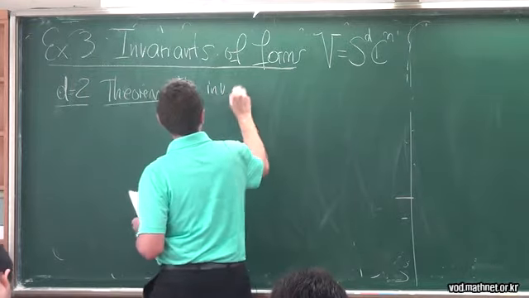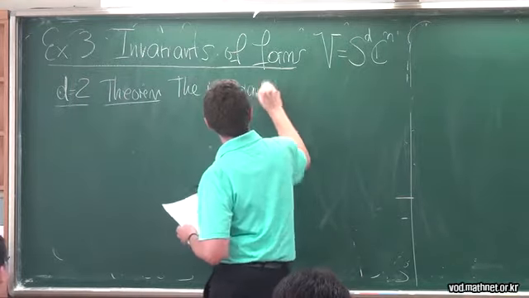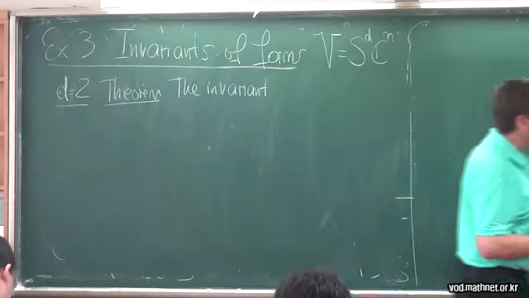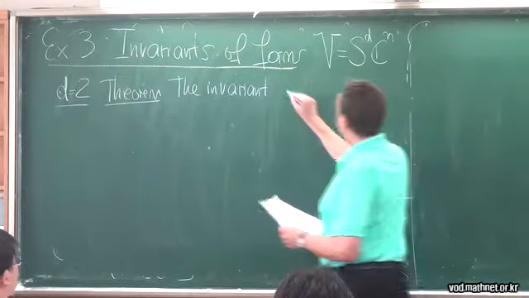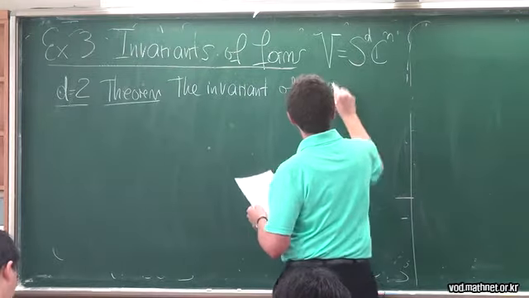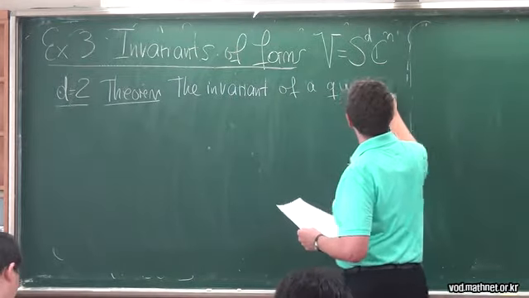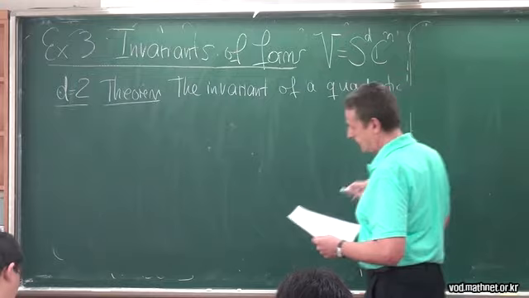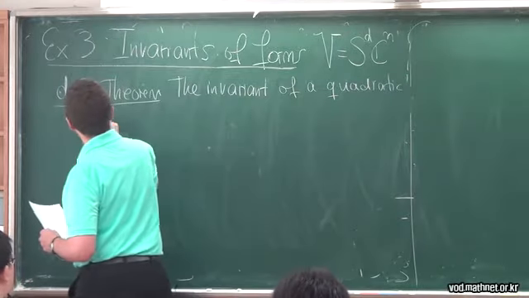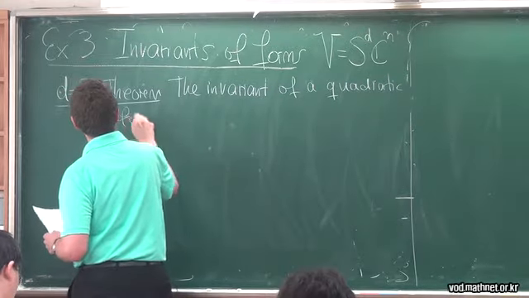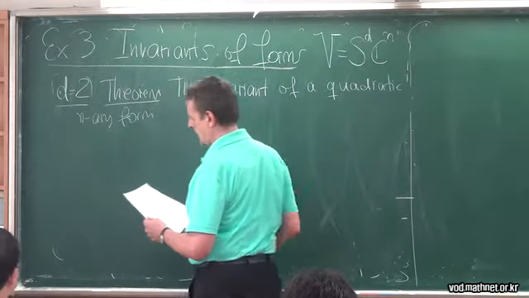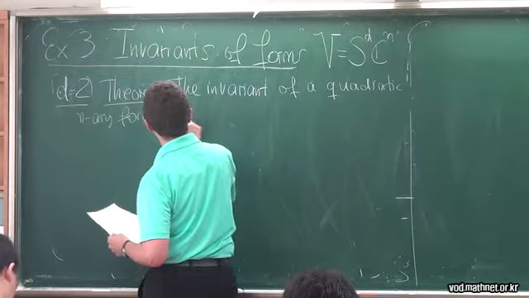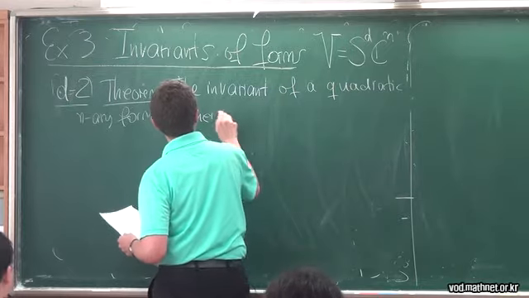The invariant ring. So there's only one invariant, really, for a conic, for a quadratic n-ary form. So this is the case d equals 2, is generated by a single polynomial, and that's the discriminant.